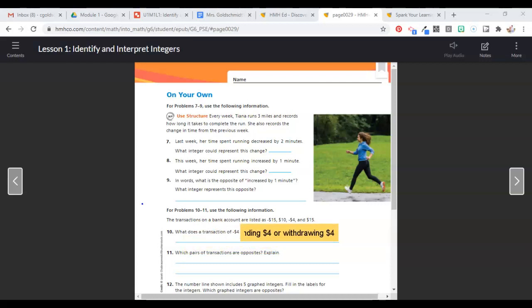Okay, this next section: which pairs of transactions are opposites? We have negative 15 and 15. Negative 15 and 15 are opposites because they are the same distance from 0, but on different sides of 0 on a number line.